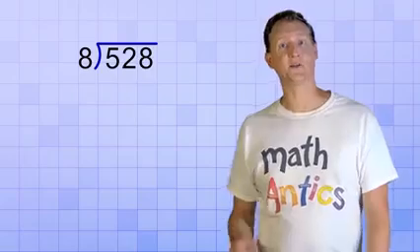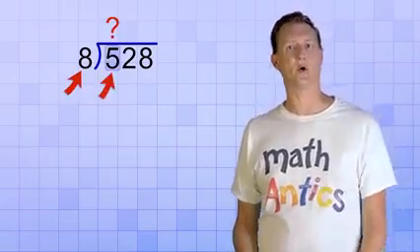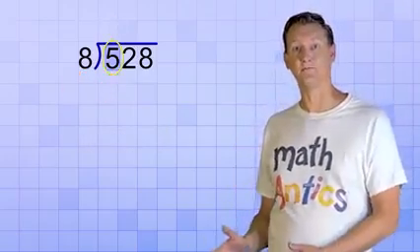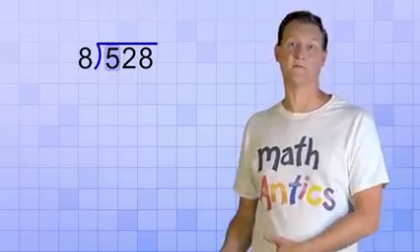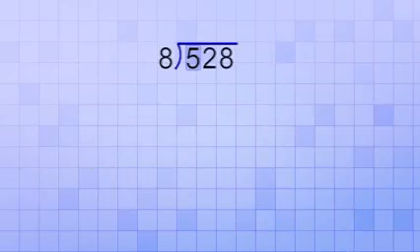And right at the start, you'll see we have a bit of a problem. When we ask how many 8's does it take to make 5 or almost 5, the answer is none. And that's because the first digit, taken by itself, is less than the divisor. 8 is too big to divide into 5. So what do we do? Well, instead of just trying to divide the first digit all by itself, let's group the first 2 digits together. If we group the 5 and the 2 together, then our first step will be to ask how many 8's will make 52. That's better. 8 will divide into 52 about 6 times.